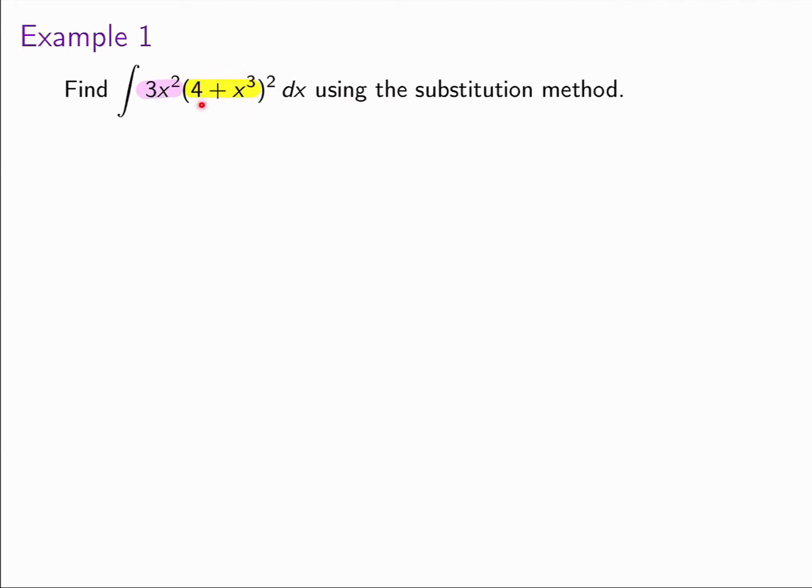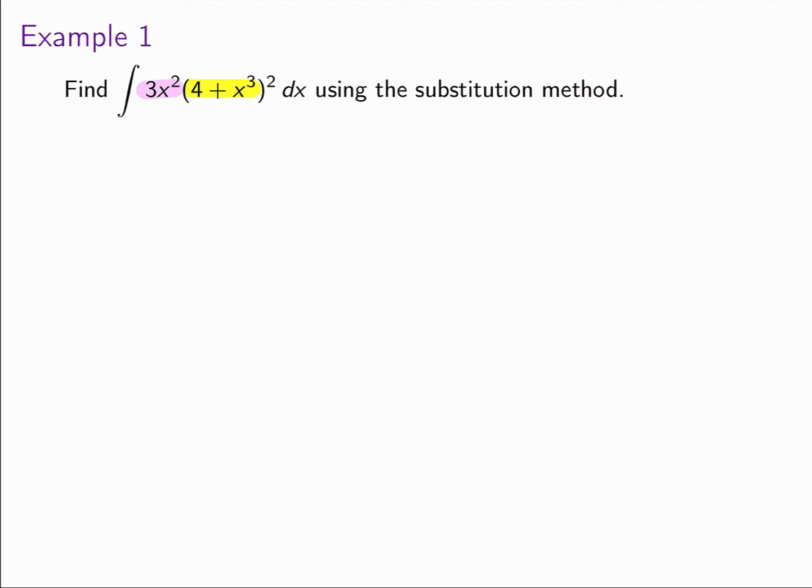because I see this inside function here, and notice its derivative is showing up as well. So this inside function, 4 plus x cubed, what is its derivative? It would be 3x squared. So I have an inside function and its derivative popping up. That tells me that's a good candidate for u substitution. And so let's talk about this method of u substitution.